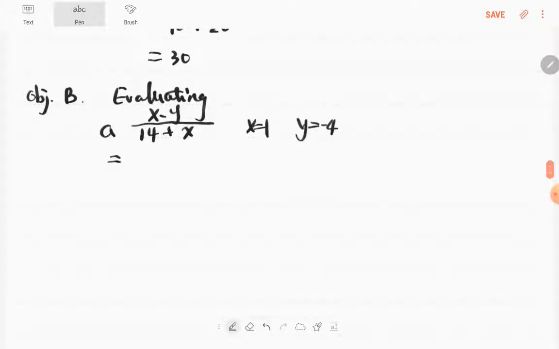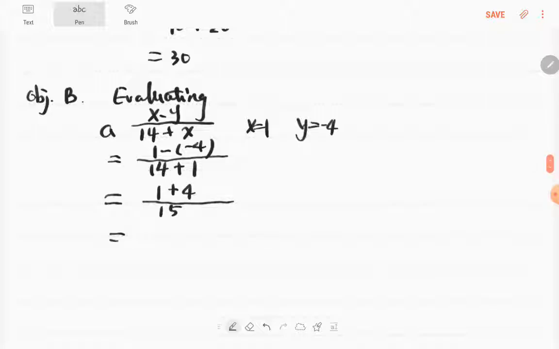So what should we do? Because x is 1, we use 1 to replace x. Then we use negative 4 to replace y. So that will be minus negative 4. And 14 plus 1, because 1 is x. So the remaining part we only need to do 1 minus negative 4, just like 1 plus positive 4. So it's just 5 over 15. So we should simplify the fraction. It's 1 over 3. Okay.